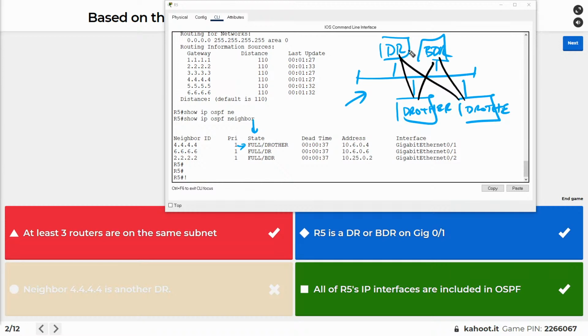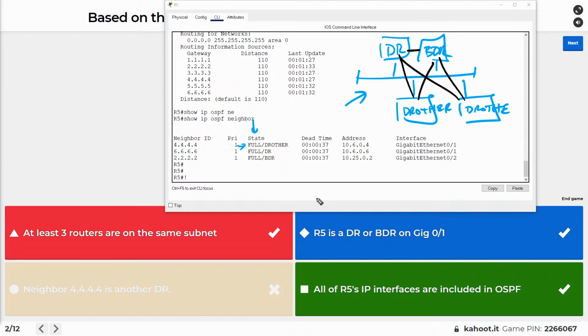And so there's also going to be an adjacency here. And that's why there's at least 3 routers on the same subnet. In this case, we're looking at neighbor 4444. If there's a full adjacency and this DR other, that means we have at least 3 devices there if we're using the defaults for priority and nobody's bowing out. So that's why that one's true.